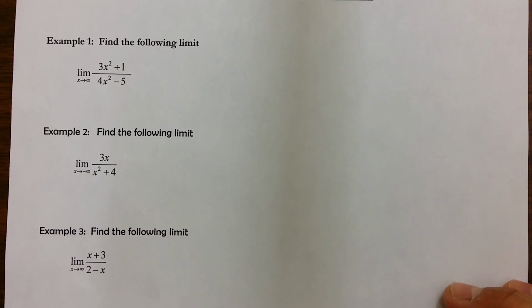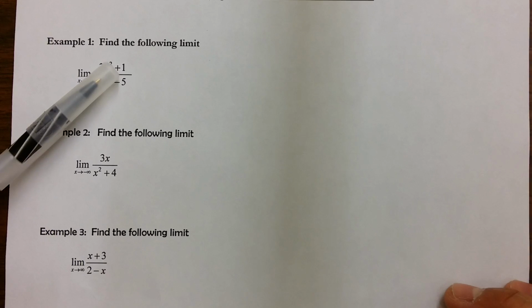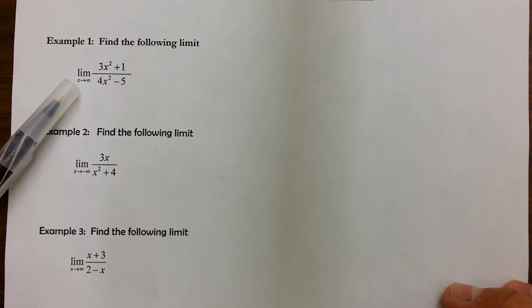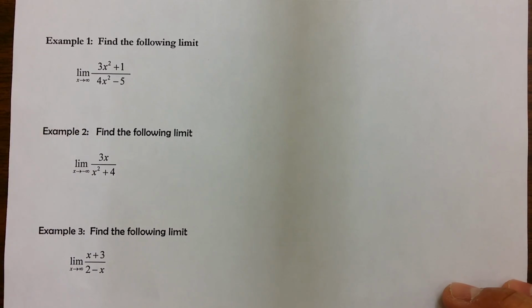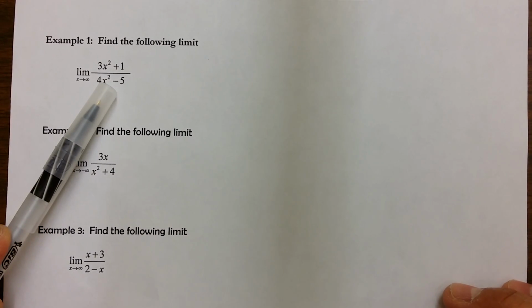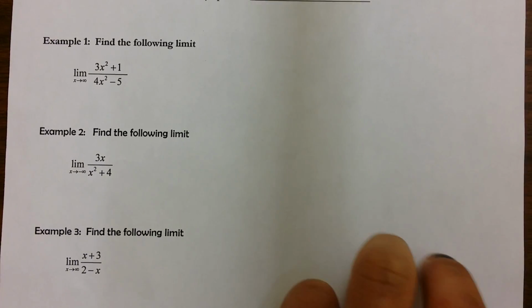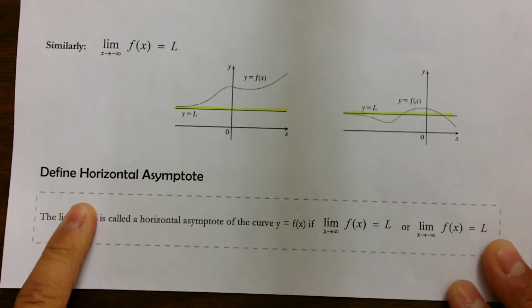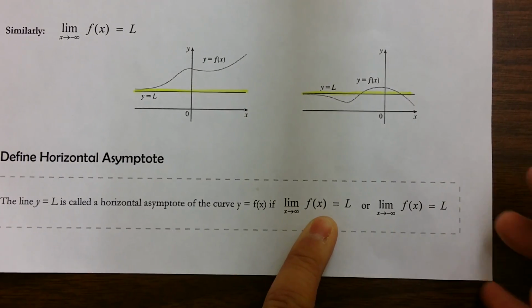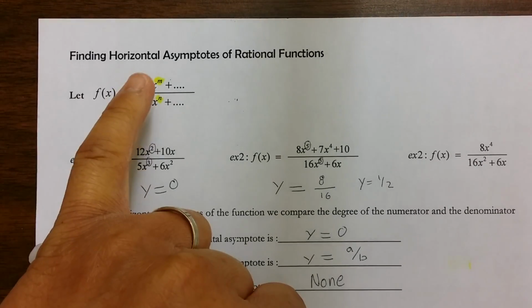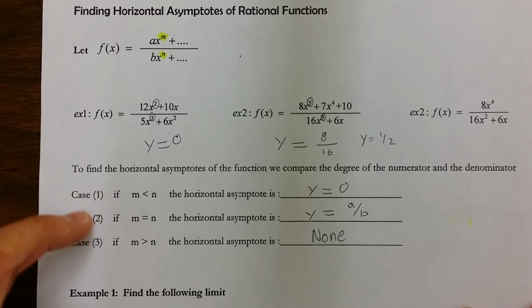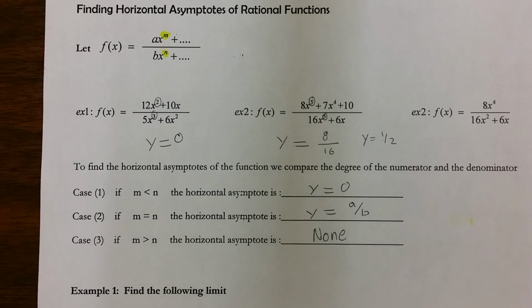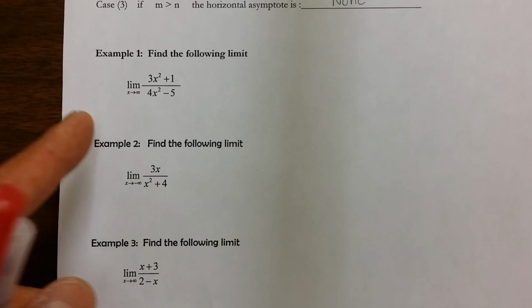Find the following limit. Here is a rational function. We're taking the limit as x approaches infinity, and we want to know what this equals. Well, remember that this is the definition of how to find a horizontal asymptote. And if we have a rational function, then the horizontal asymptote can be found using one of these three cases. Go ahead and go to example 1.